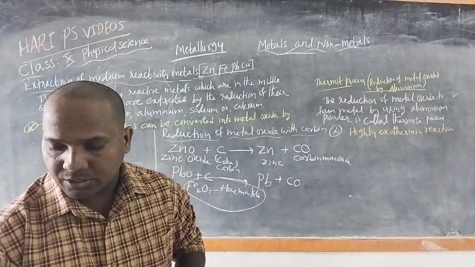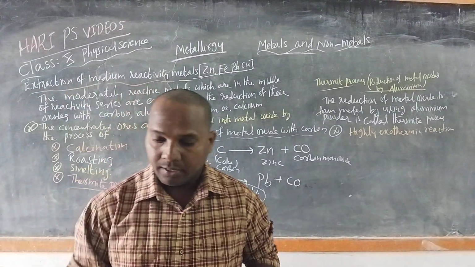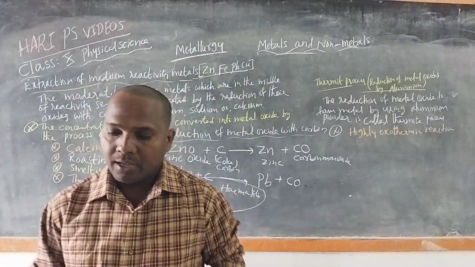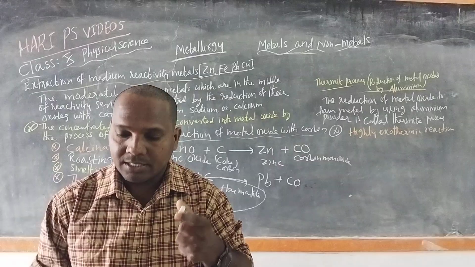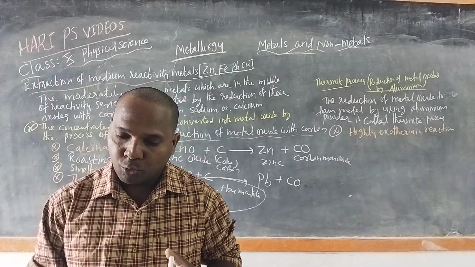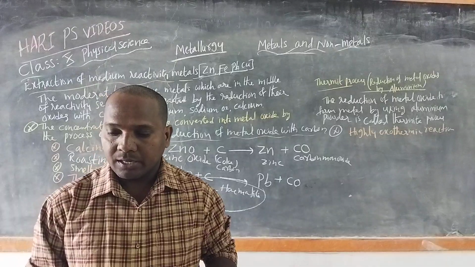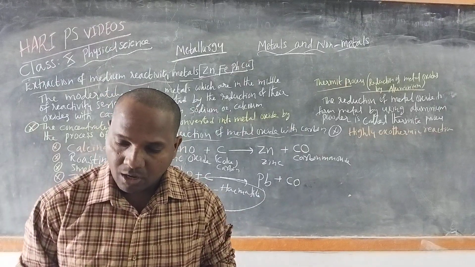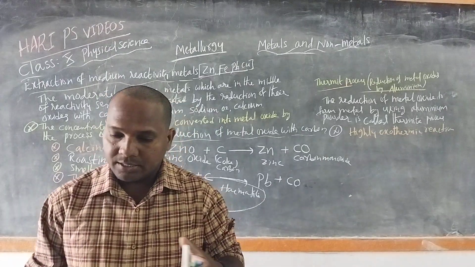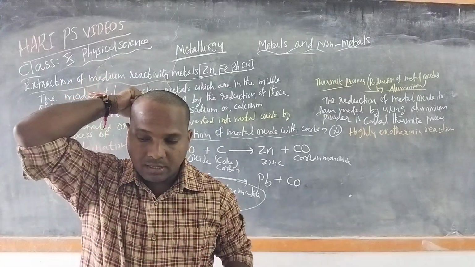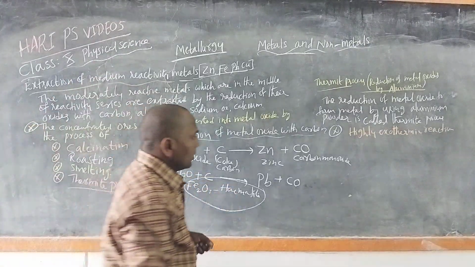This property of aluminum is used in thermite welding for joining the broken pieces of heavy iron objects like girders, railway tracks, or cracked machine parts. How does this reaction take place?